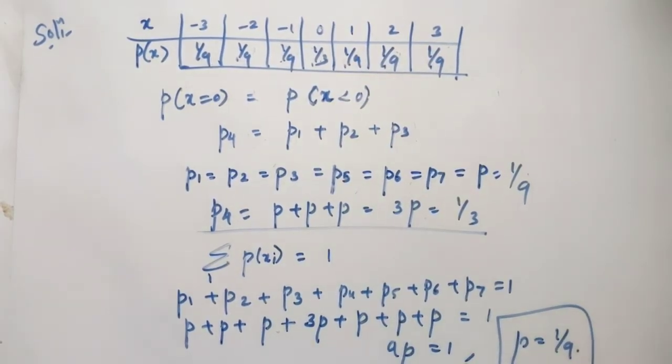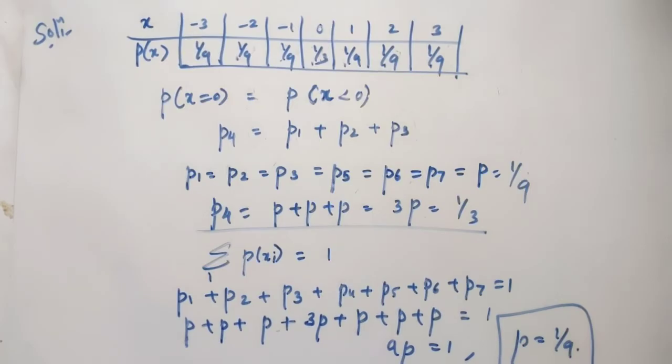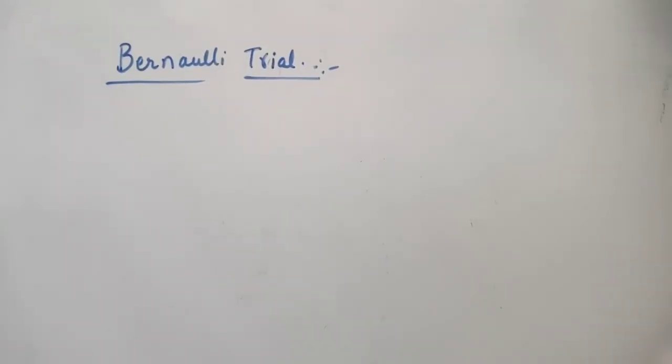We'll continue with Bernoulli's trials. Any random experiment with only two possible outcomes, one as a success and the other as a failure, is called a Bernoulli's trial. So you can consider any random experiment which has only two possibilities. They are regarded as one to be success and the other to be the failure.